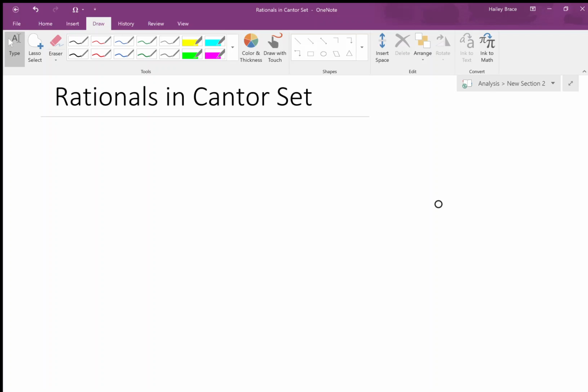This video is going to be about an easy way to determine whether a rational number is in the Cantor set. First, I'm going to say what the rule and the steps are to determine whether it's in the Cantor set, and then I'll draw some pictures so that you can see what the rule is actually doing.